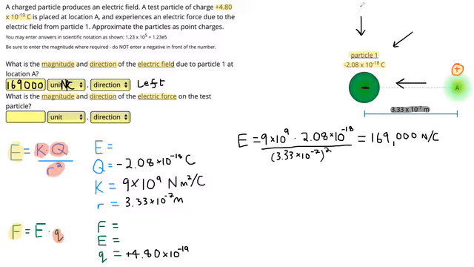If we had looked at this location B up here instead, it would have been down. If we had looked over here, it would have been to the right. If we had looked down here, it would have been up. So just because they selected location A and A is over here, we know it's pointing in towards the particle, so it's to the left.